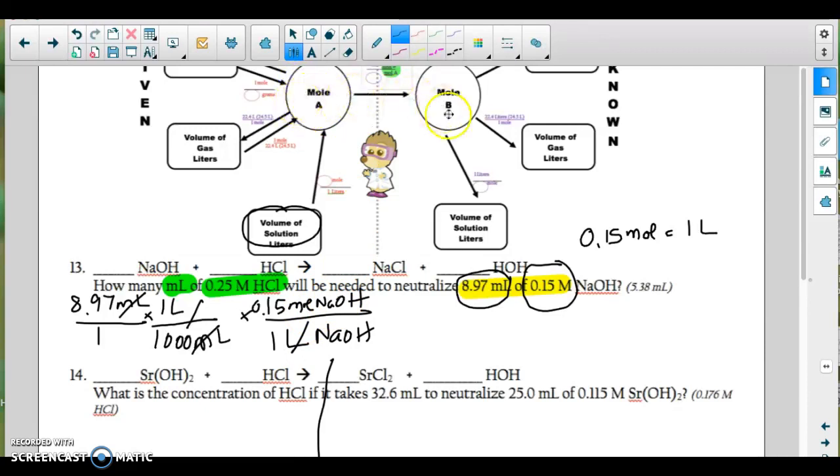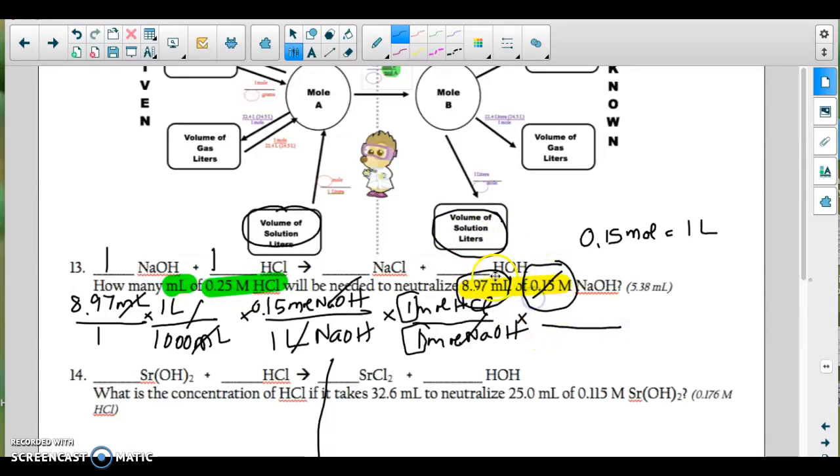Now it's a mole-mole problem. That's my stoichiometry, and I'm switching over now to the hydrochloric acid. So 1 mole of hydrochloric acid and 1 mole of sodium hydroxide. Those ones came from up here. Right now I'm at moles of hydrochloric acid, and they want to know my milliliters. So I'm going to end down here in liters, and then I'm going to go to milliliters.